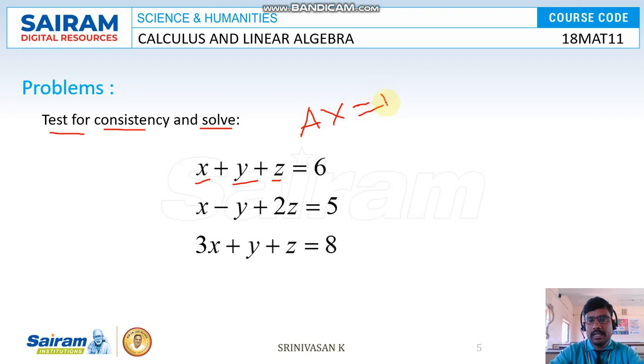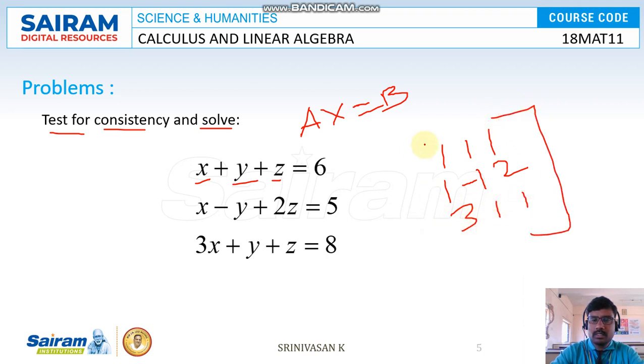Ax equal to b. What is A? A is the coefficient matrix. What is the coefficient matrix? The coefficients of the first row are 1, 1, 1, the second row is 1, minus 1, 2, and the third row is 3, 1, 1. So this is A, and x holds the given variables. There are three variables: x, y, and z.